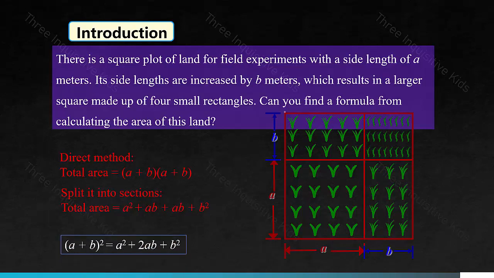And since we know that the total area of this entire square is the same thing, since we're dealing with the same piece of land, we can put an equal sign over here to come up with a formula. The square of the sum of a and b equals a squared plus 2ab plus b squared.